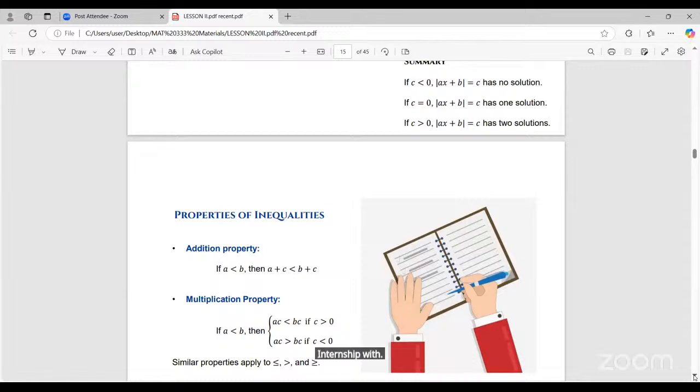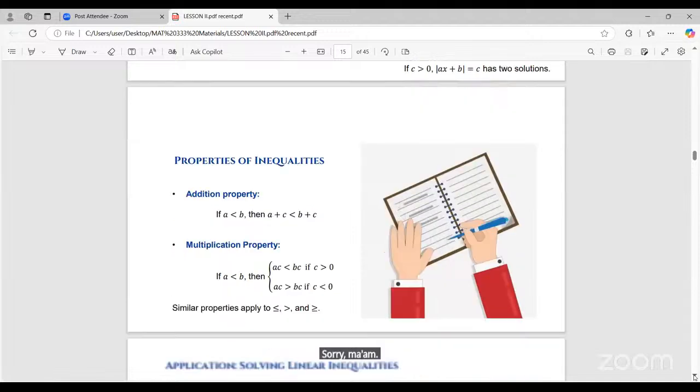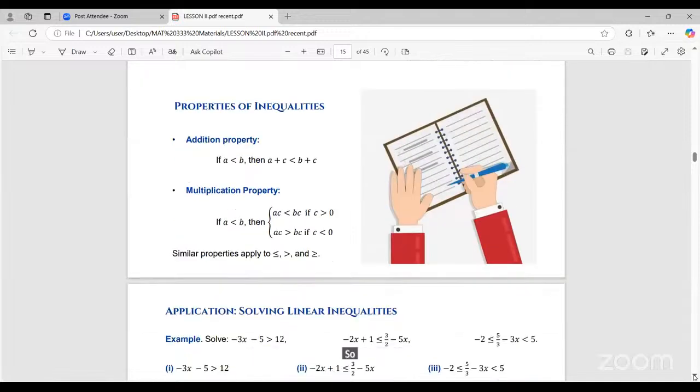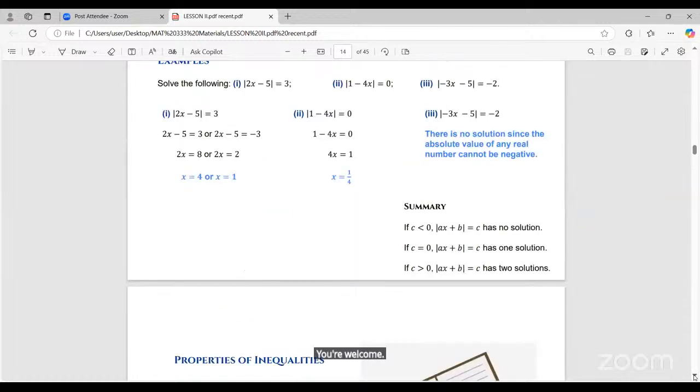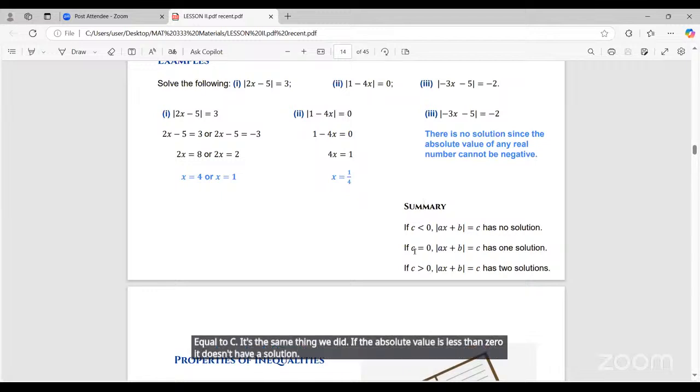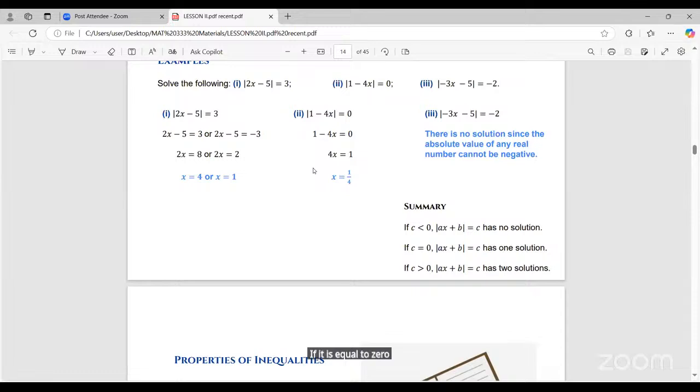Okay, let's continue. Sorry, ma'am, can you explain the summary? Okay, I will explain. If c is less than 0, we have the absolute value of ax plus b equal to c. It's the same thing we did. If the absolute value is equal to a negative number, it does not have a solution. If it is equal to 0, it has just one solution.